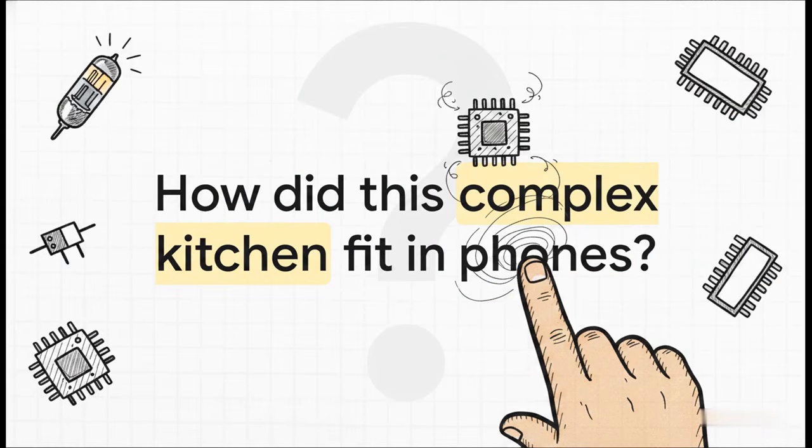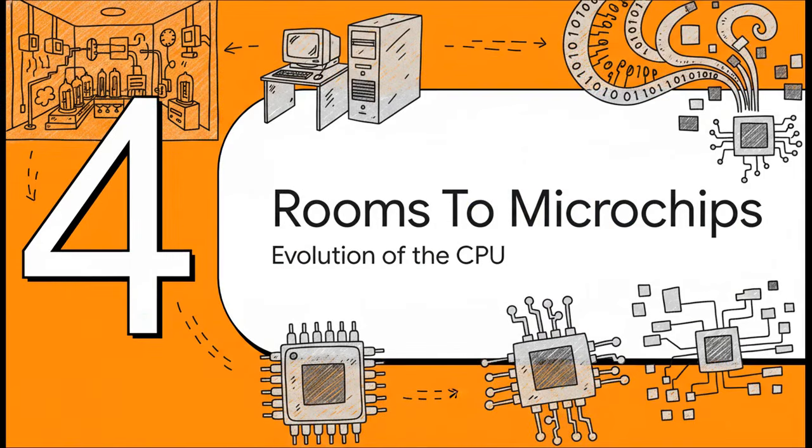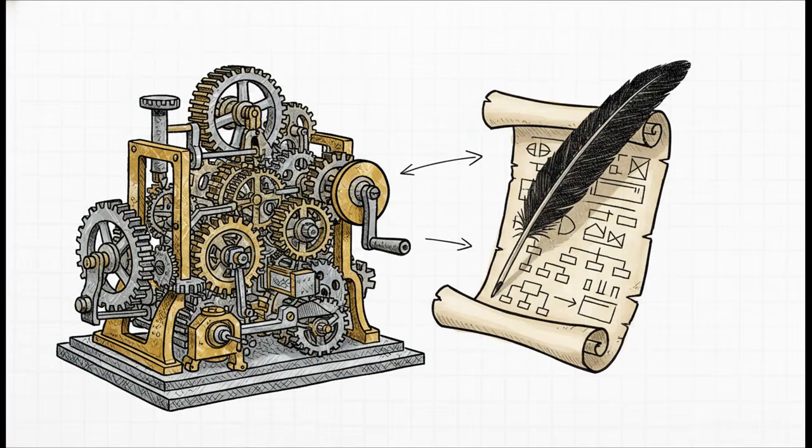How in the world did humans manage to shrink this wildly complex setup down so small that it fits on the tip of your finger? That brings us to part 4. From rooms to microchips, the historical evolution of the CPU. Believe it or not, this whole journey started way before electricity was even a thing.